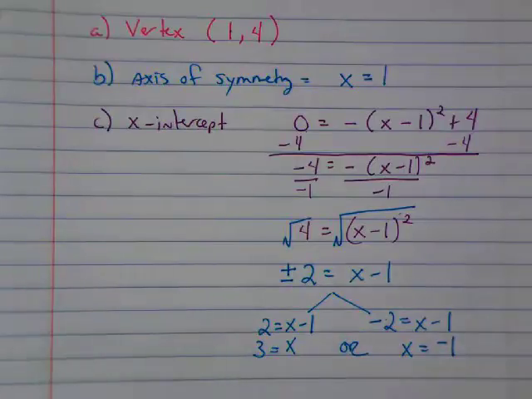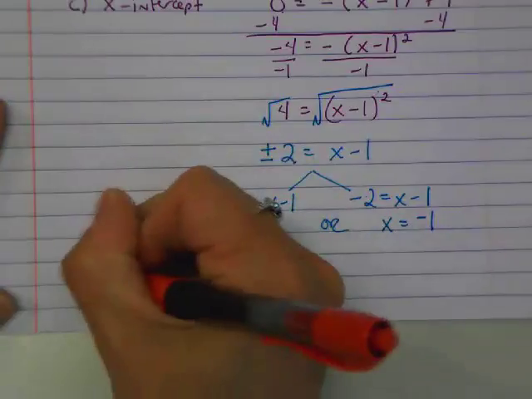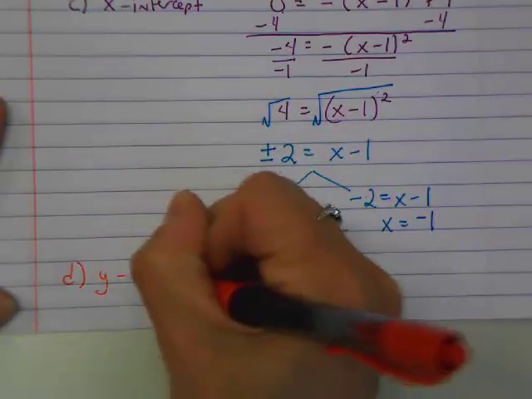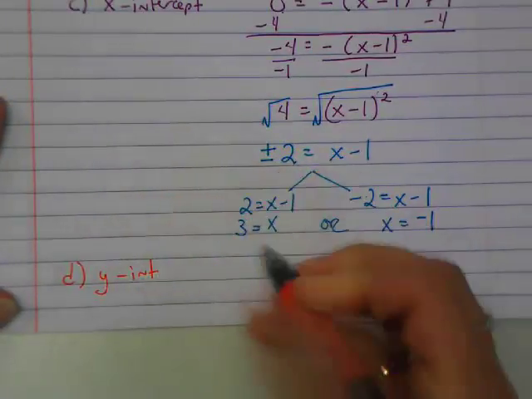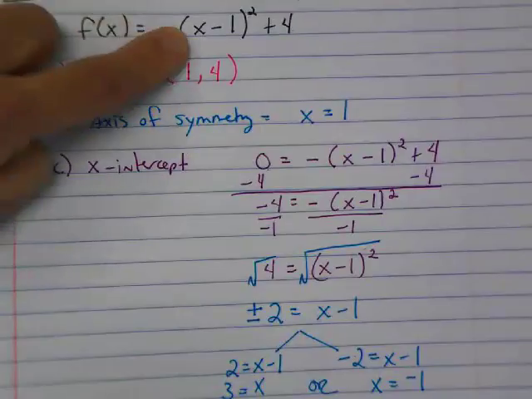Now the last thing I want you to do is find your y-intercept. Okay, the y-intercept is much easier. And I'm going to try to squeeze it here. So the y-intercept is to let x become 0. So go back to your function way back up here, and you're going to let that become 0.